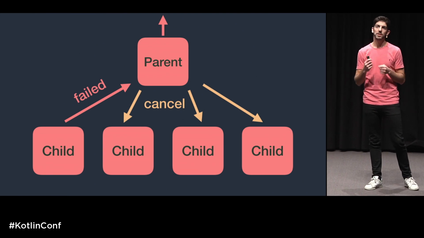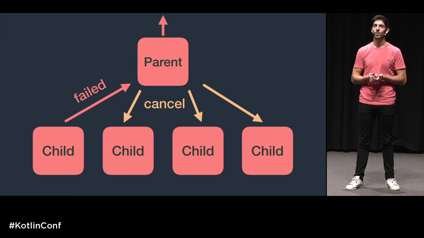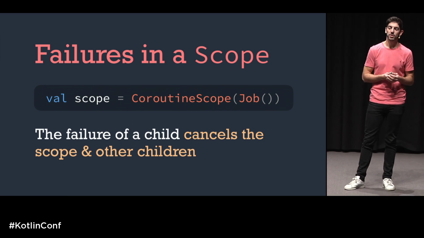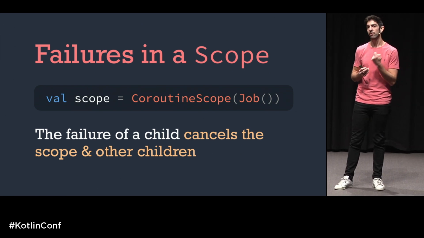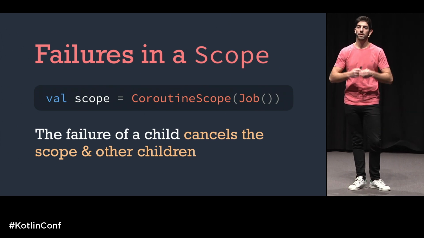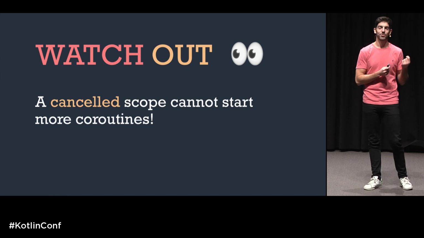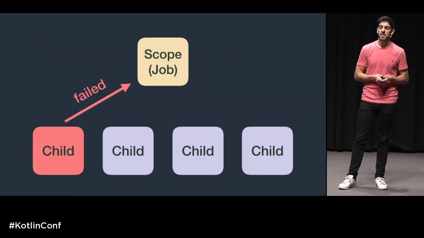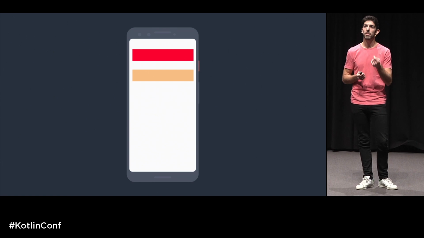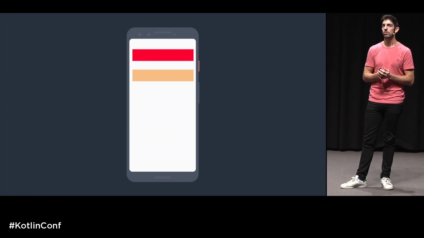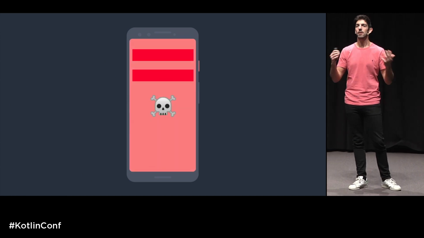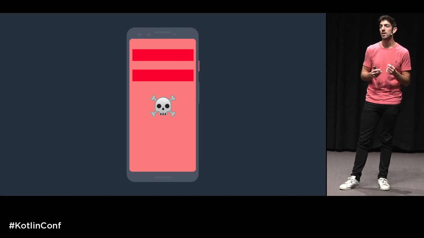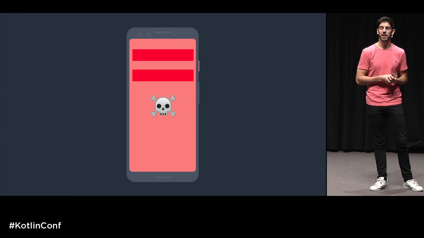So that means that the cancellation is going to be propagated up until when? Well, it's going to affect the scope as well. The scope also has a job, and if some of the children of the scope fail, it's going to cancel the scope and the rest of the children. And you have to watch out for this, because a canceled scope cannot start more coroutines. And what that means is that the scope is going to destroy completely everything. Here, if a child fails and we don't handle those exceptions, it's going to kill the whole thing. And so if we are in a UI-related scope, it might kill the whole UI component, and the user won't be able to interact with the screen anymore.